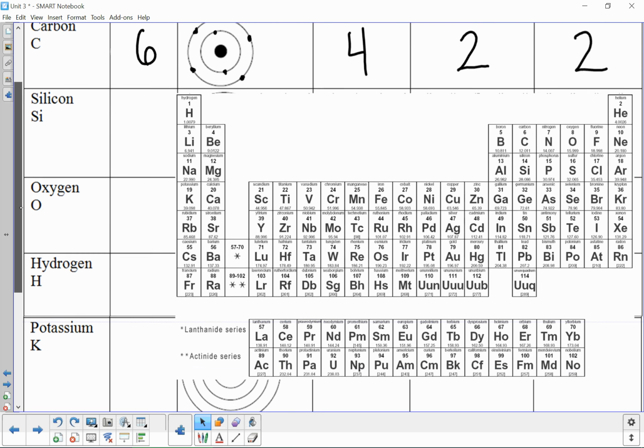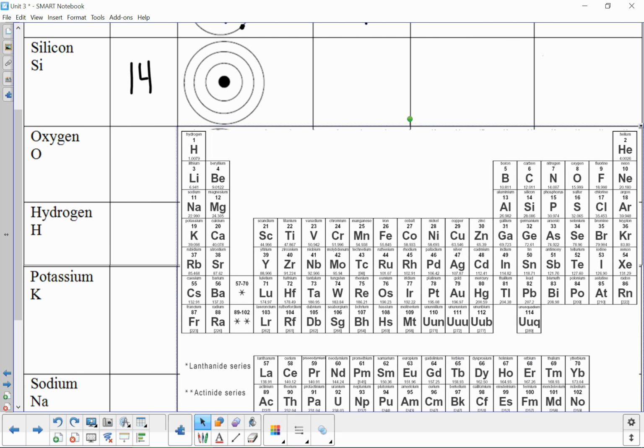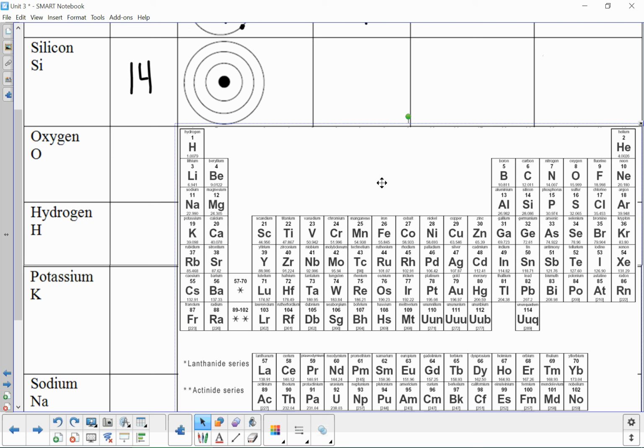So let's try another one. Let's try silicon. If you look on the periodic table, silicon is right here. It has an atomic number of 14, so that means it has 14 electrons. Now let's see if we can figure out where they live. Again, start close to the nucleus. There are 2 electrons on the first energy level, but we didn't make it to 14 yet. Our next energy level can hold 8, so let's fill that up. I'll do 1, 2, 3, 4, 5, 6, 7, 8.